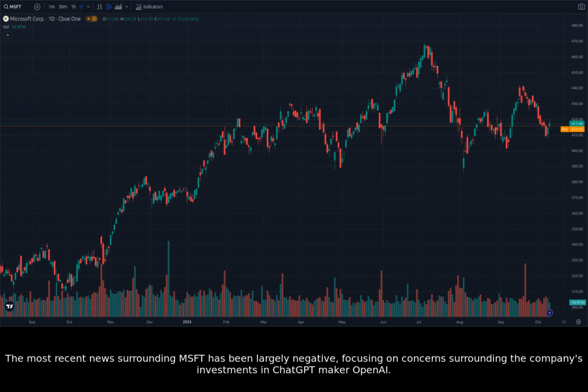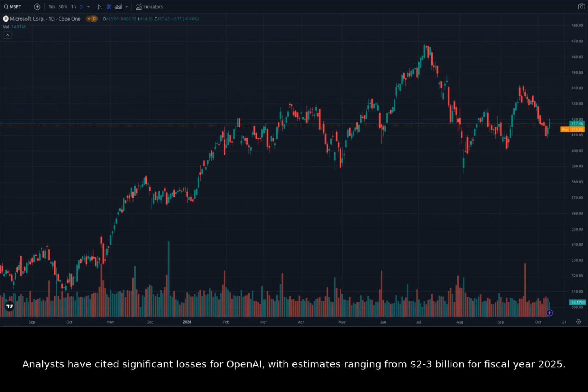The most recent news surrounding Microsoft has been largely negative, focusing on concerns surrounding the company's investments in ChatGPT maker OpenAI. Analysts have cited significant losses for OpenAI, with estimates ranging from $2 to $3 billion for fiscal year 2025. This news has caused a downgrade of MSFT's stock rating to perform from outperform by some analysts.